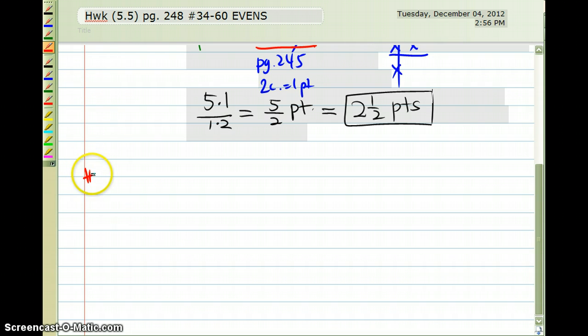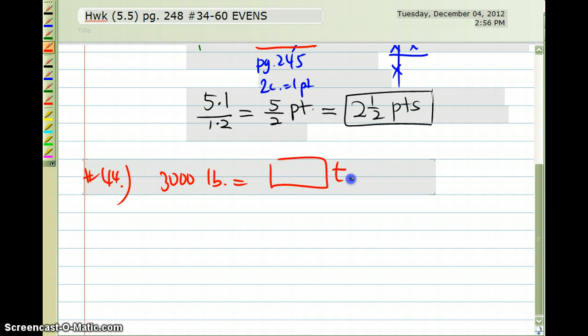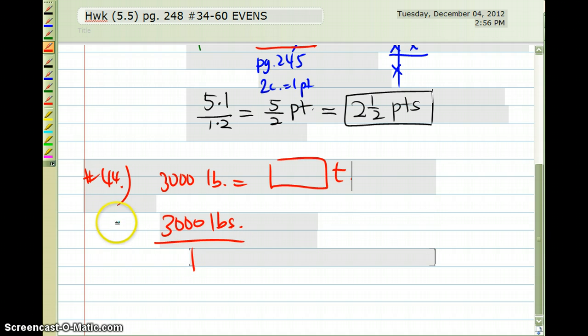Okay, number 44. I have 3,000 pounds, and I want to know how many tons that's equal to. I start with 3,000 pounds, write that as a fraction over 1, so I always begin with the problem as a fraction.